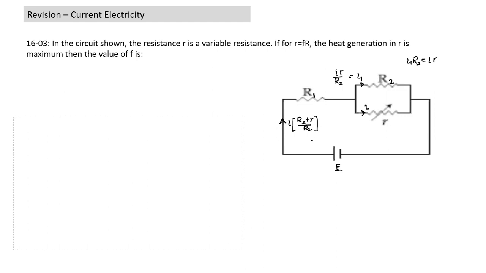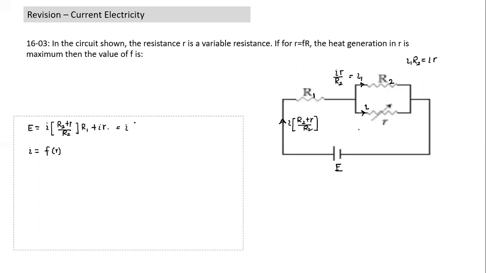But we have an additional condition. The total potential drop should be equal to E. So I can write E equal to the potential drop across R1 plus the potential drop across small r. The potential drop across R1 will be I into (R2 plus R) by R2 into R1, plus IR. So basically I get I as a function of R. You can easily get I as a function of R.